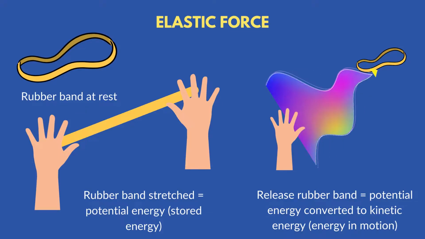Something that will stretch and return to its original shape is called elastic. It always wants to return to its original shape. When we use our arms to stretch the rubber band, we are storing energy, aka potential energy. When we release the rubber band, the potential energy that we stored is converted to kinetic energy, or energy in motion, as the rubber band snaps back to its original shape.